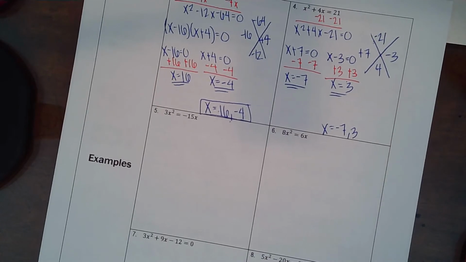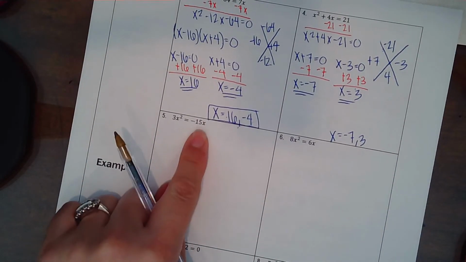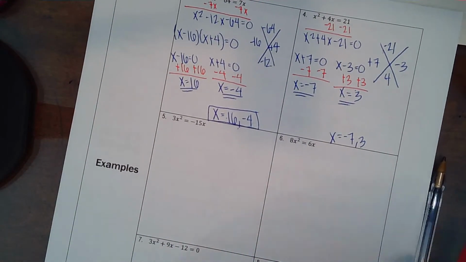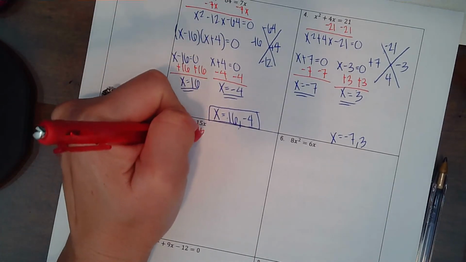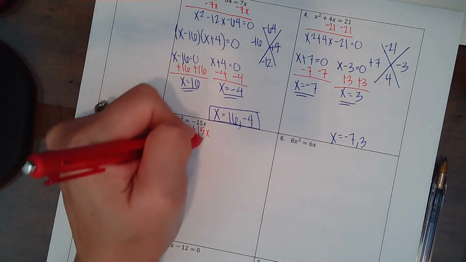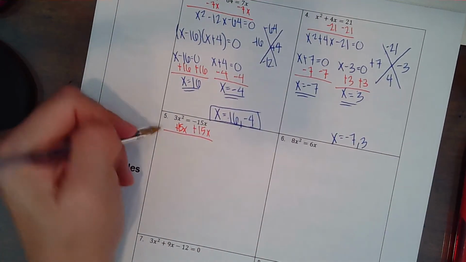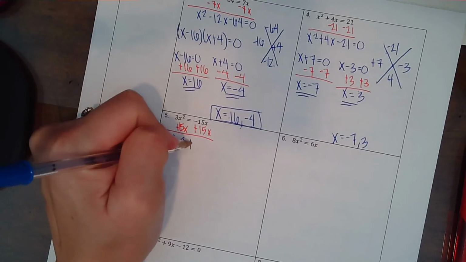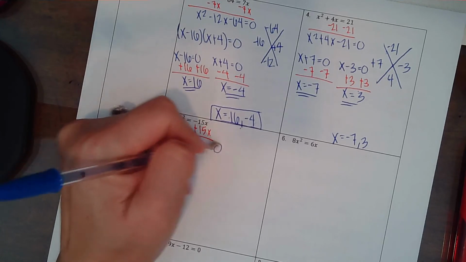All right, well, let's move back here. So I got to get this equal to 0, right? So I'm going to add 15x and add 15x. And I'll end up with 3x squared plus 15x equals 0.